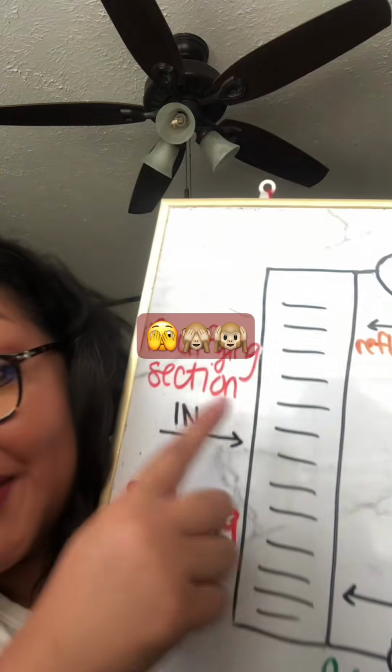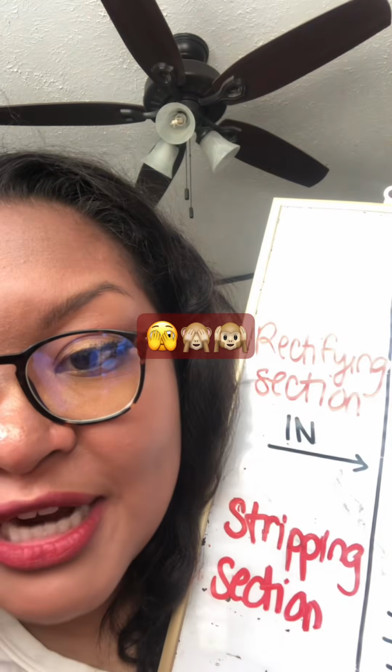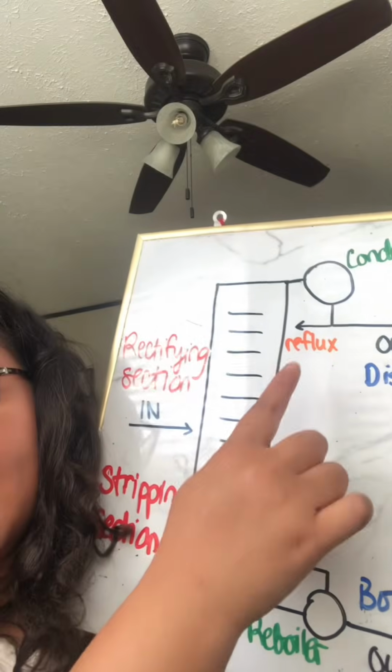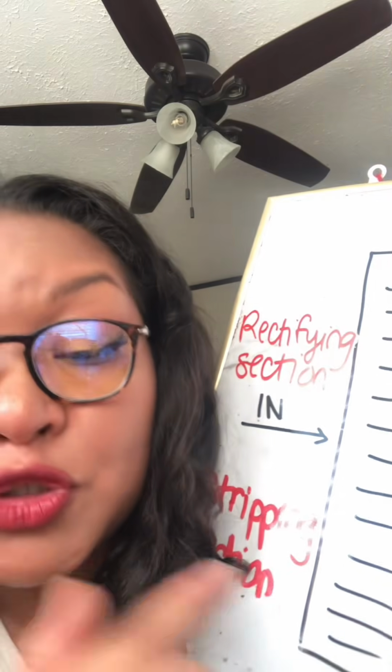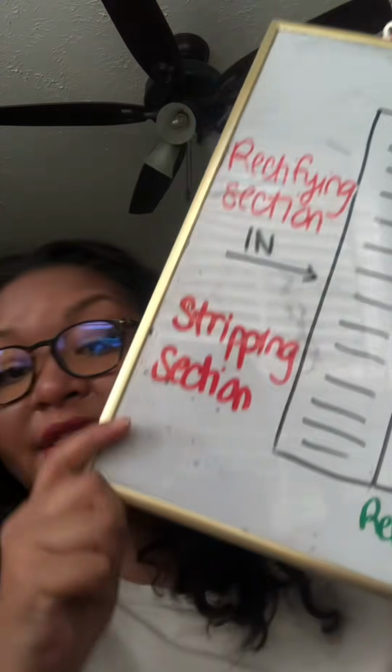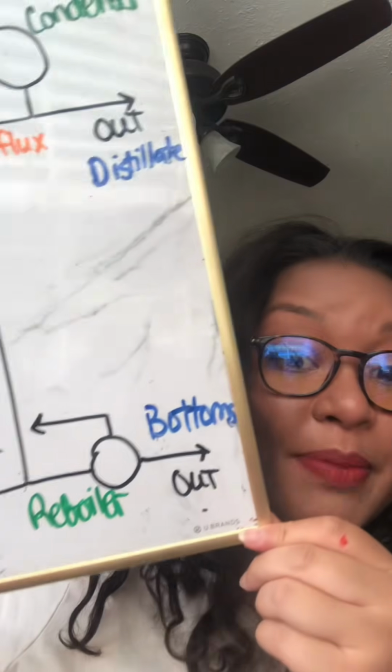The lower section of this column is called the stripping section, from which the bottoms are produced. This is the one thing that I did not forget about chemical engineering. So in the stripping section, instead of a condenser, you have a reboiler that brings anything back to the column in order to become more pure. The rectifying section produces the distillate, and the stripping section produces the bottoms.